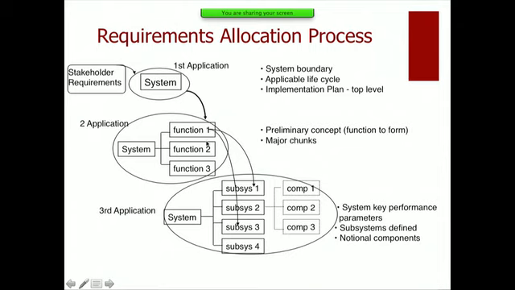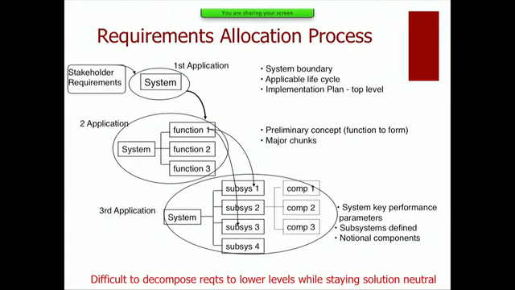And then you say, well, how will these functions be carried out? So we define subsystems. And essentially then the subsystem requirements are derived from the functional requirements. And you put numbers, key system performance parameters behind these. And depending on the complexity of the system, you may have to go multiple layers down. But that's the basic requirements allocation process.